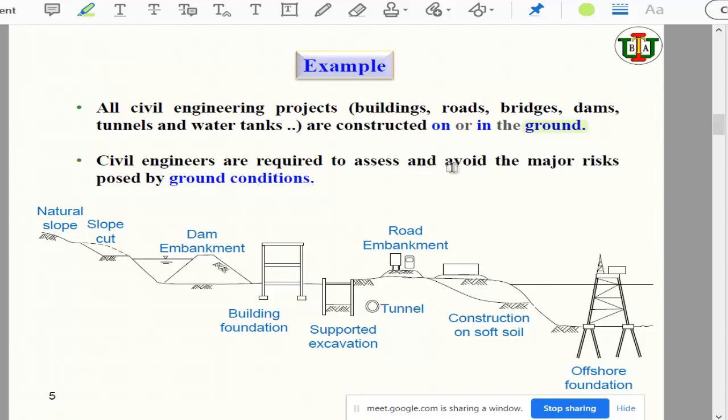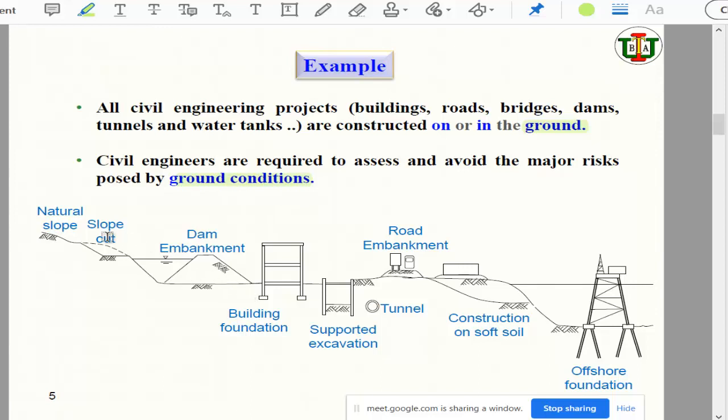Engineers are required to assess and avoid the major risk posed by the ground conditions. So ground conditions need to be familiar to you to avoid the risk. Do you see any failure due to the soil reports or other things in your country? Yes, sir. You'll find many times that so many structures are failing due to the soil report.